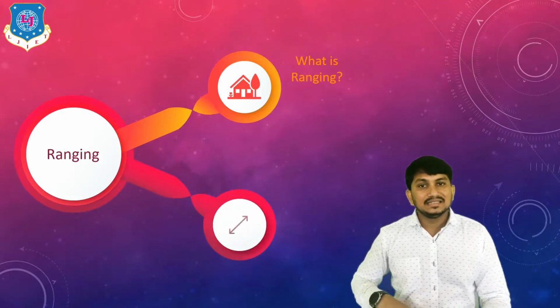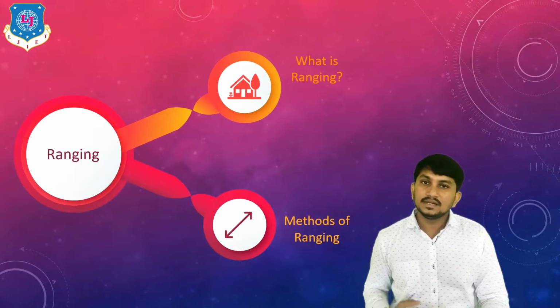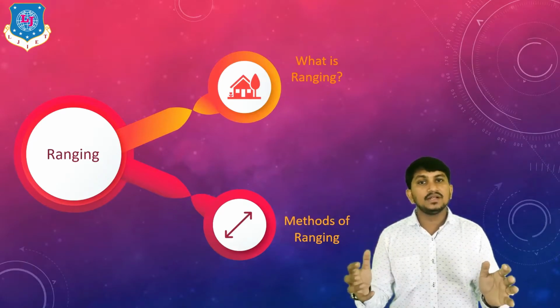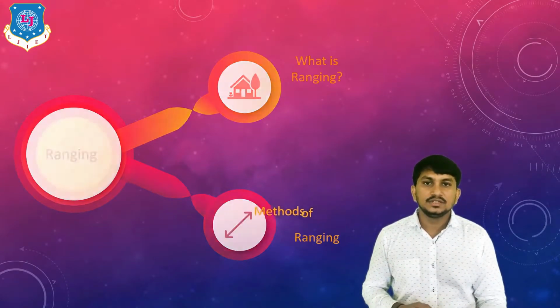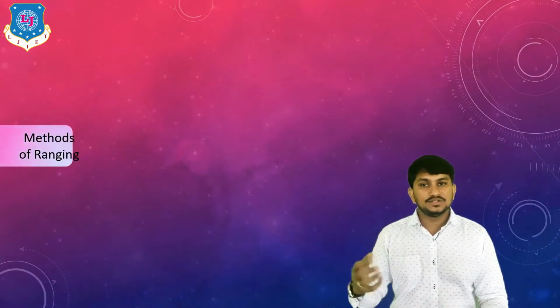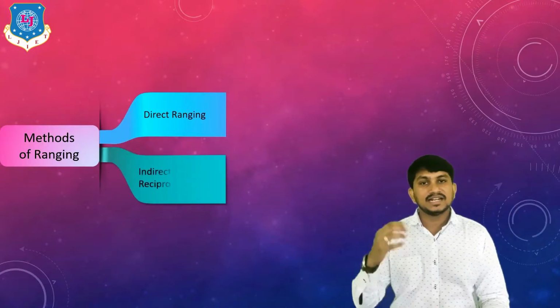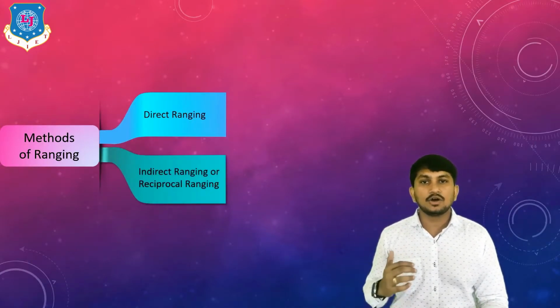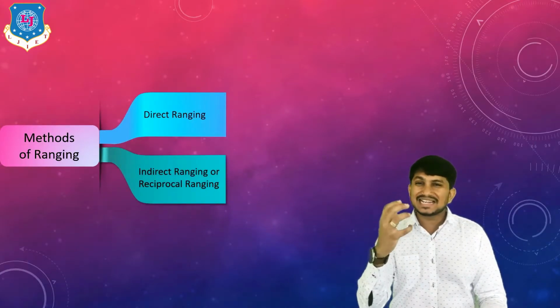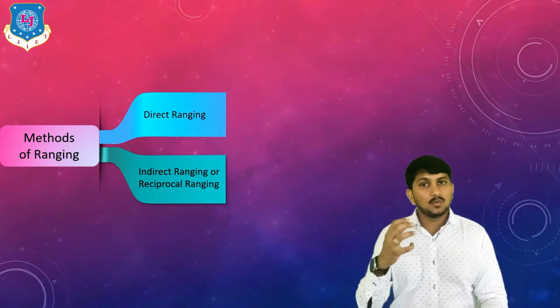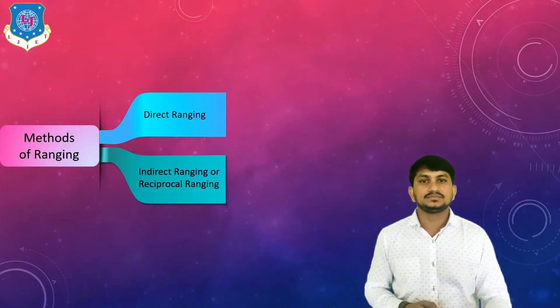Now let's discuss the various methods involved in ranging, or how we can do ranging. Methods of ranging are basically divided into two types: direct ranging and indirect or reciprocal ranging. So what is direct ranging? It is possible when the stations are intervisible.